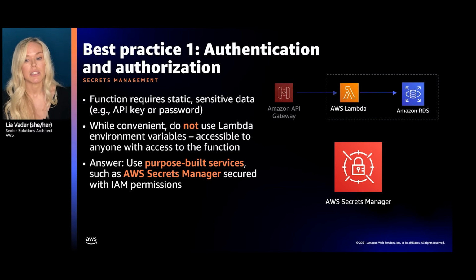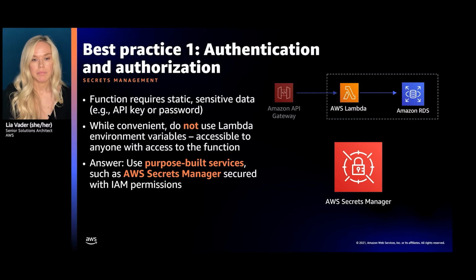Ultimately, you want to manage these using a secrets management tool like AWS Secrets Manager. Then you can scope permissions to exactly who needs access to these secrets, as well as rotate the secrets. So in our case, our Lambda function can fetch credentials for the RDS database from Secrets Manager and make a connection to that database.